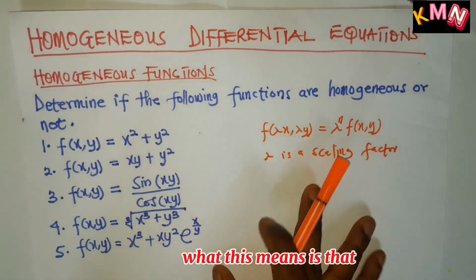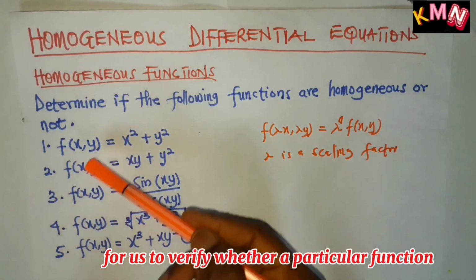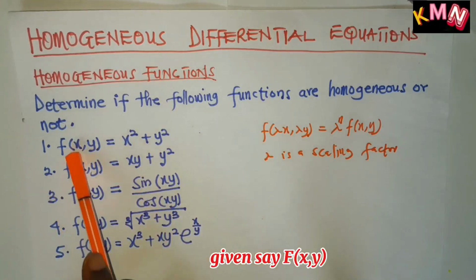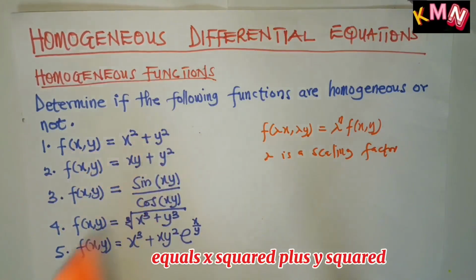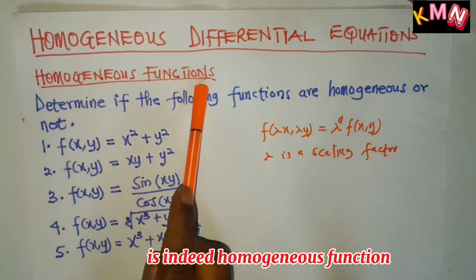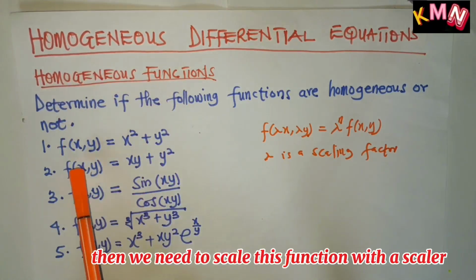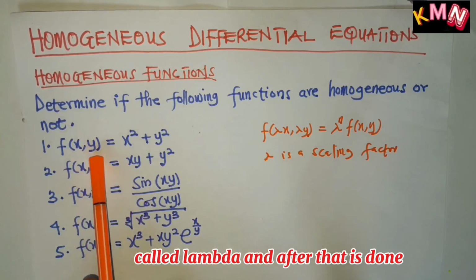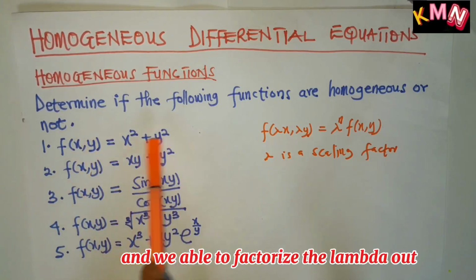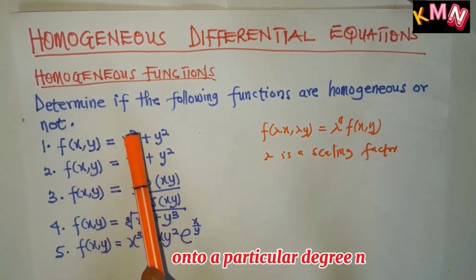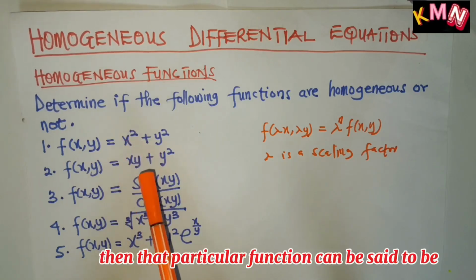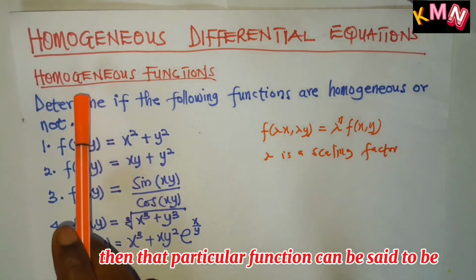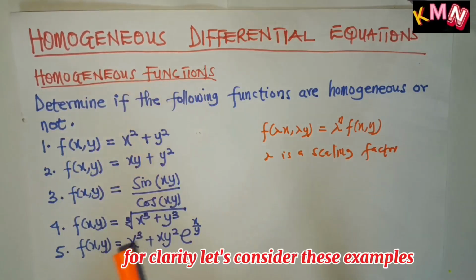What this means is that for us to verify whether a particular function given, say f(x, y) = x² + y², is indeed a homogeneous function, we need to scale this function with a scalar called lambda. After that is done, if we are able to factorize the lambda out to a particular degree n, then that particular function can be said to be a homogeneous function. For clarity, let's consider these examples.